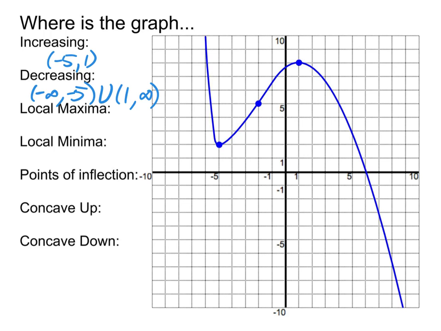Now for the maximums and minimums, are those going to be intervals or points? Points. Because we're actually looking to see the exact location of where that maximum or the minimum occurs. Now you notice we got one of each in this particular case. So we're just going to give those points. So the local maximum is going to be here at 1,8.